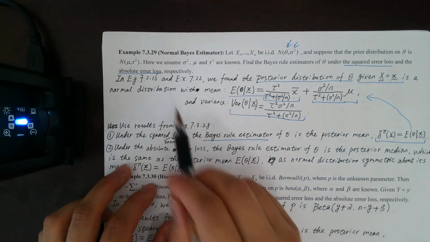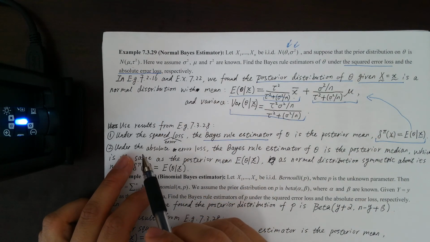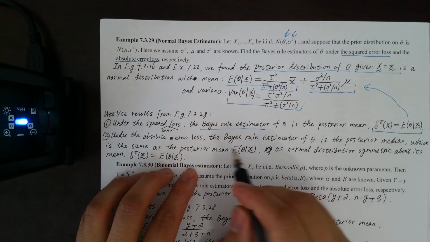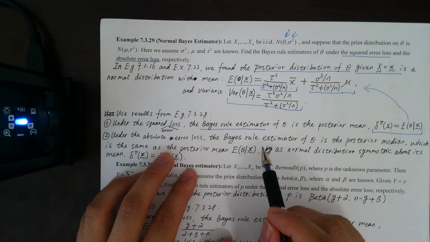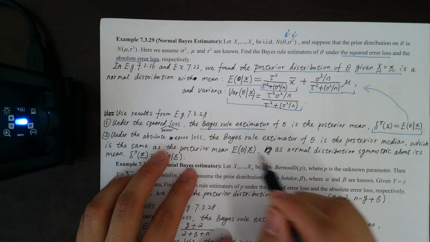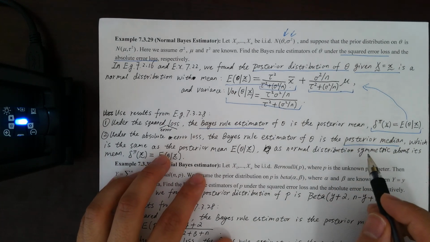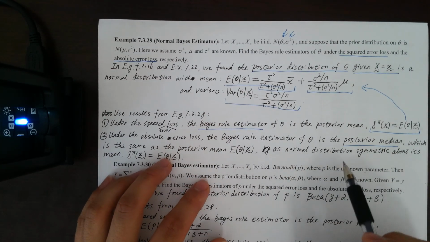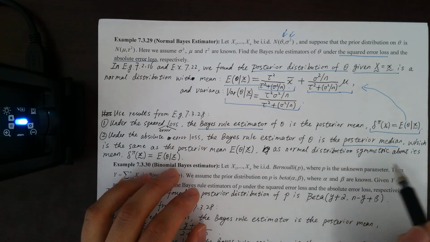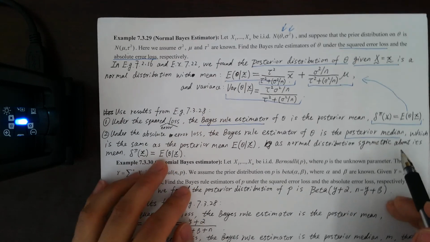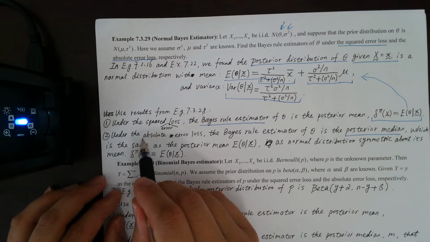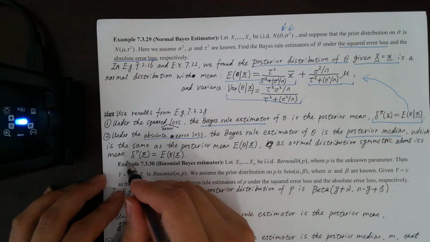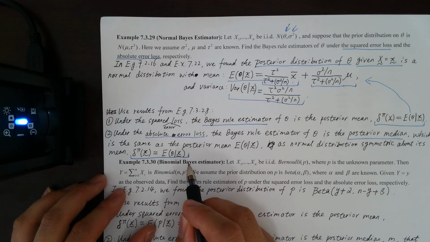The second question is the Bayes rule estimator under the absolute error loss. Using the result in the previous example, that is the posterior median, the median of the posterior distribution. In this normal example, because the normal distribution is symmetric, the mean is the same as the median. So under the absolute error loss, the Bayes rule estimator will be the posterior median, which is the same as the posterior mean, which is here.